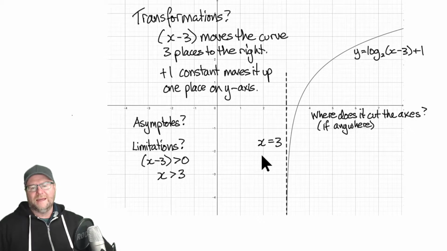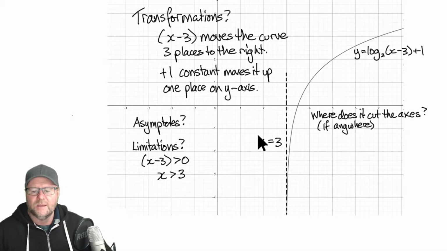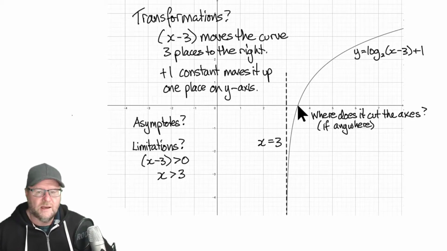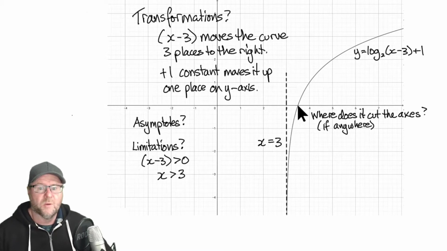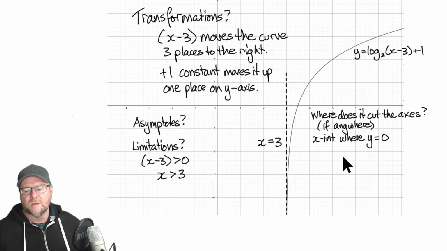Finally, where does it cut the axes, if anywhere? So we're going to go through and prove this. Now I can look at that and visually it looks like 3.5, but I don't know. Is it 3.55? Is it 3.50001? I don't know. We're going to prove that I think it's 3.5. Let's go ahead and prove it. So here's how we do it.